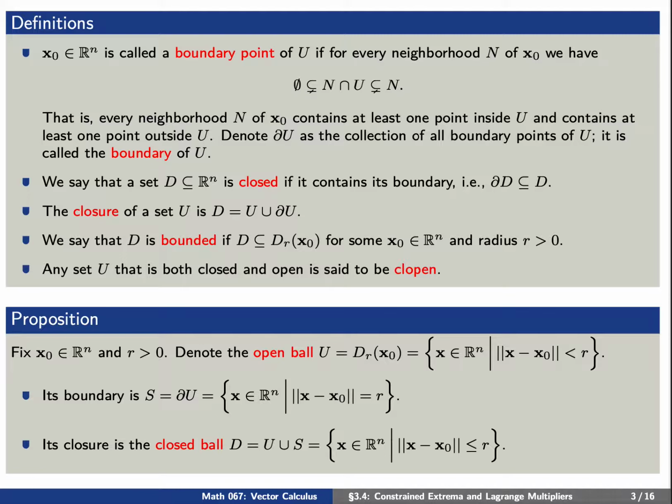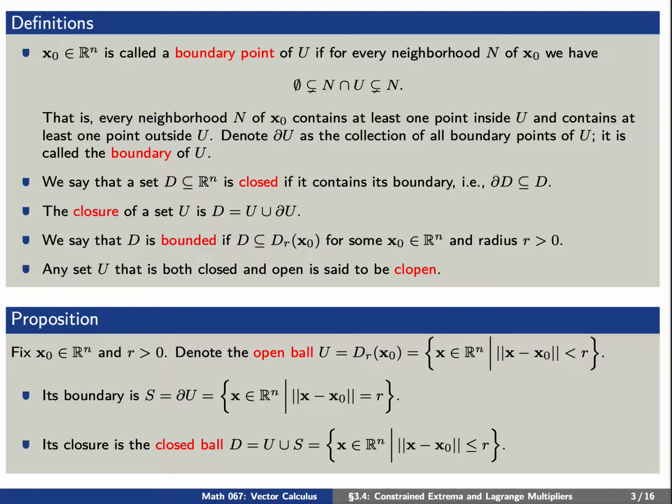We'll say that a set D is bounded if D is contained in the open ball D_r of x0 for some x0 in R^n and some radius r. A set U that is both closed and open is said to be clopen. Here's a main result that gives an example.